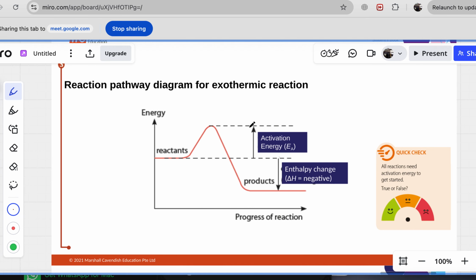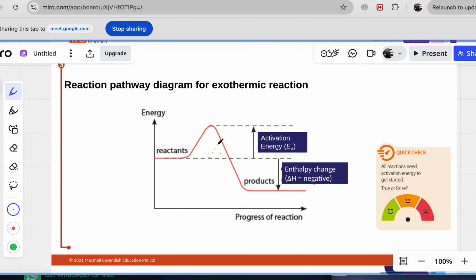For example, the activation energy is from the reactant to this height. It is the energy needed for the reaction to overcome this barrier. In the exam, if they ask you to draw it, you can even draw it from the middle here. You can draw an arrow to show activation energy. You write capital E, small letter a, as the activation energy. Or you can use capital E subscript capital A. This is the activation energy.